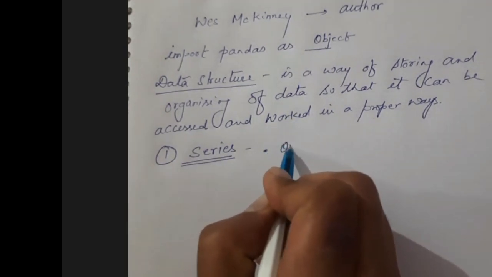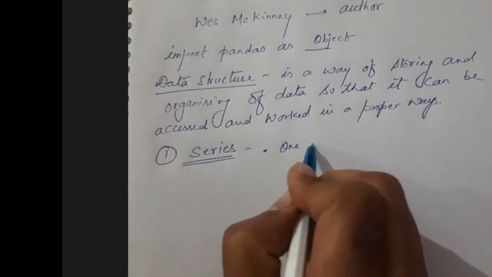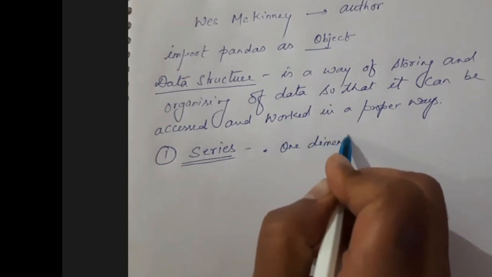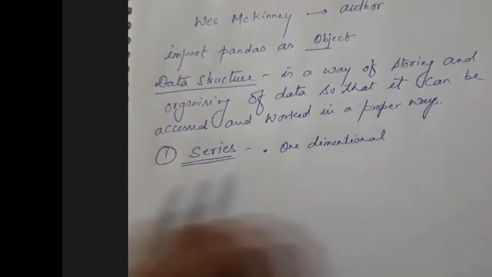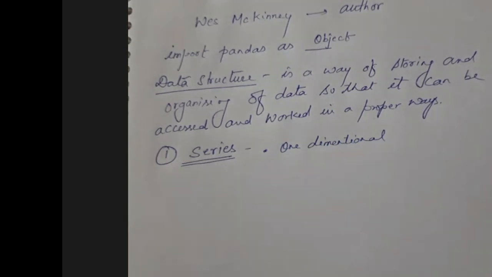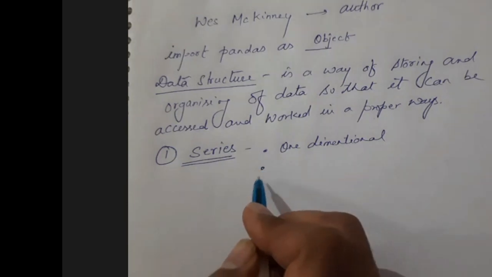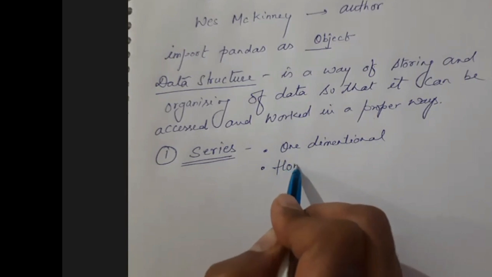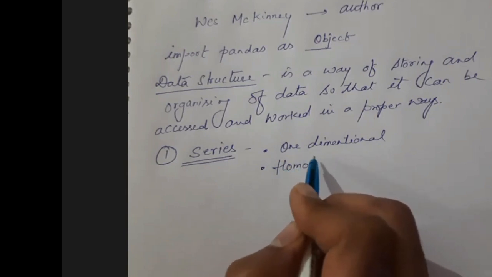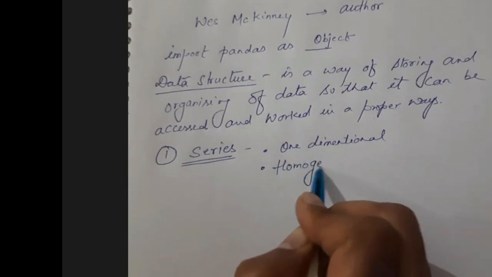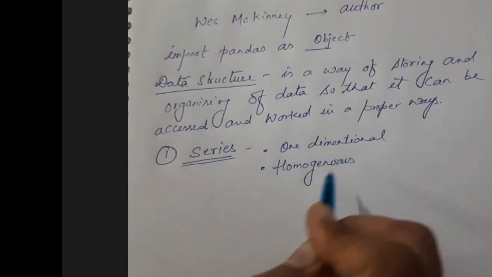It's a one-dimensional data structure. Series is a one-dimensional data structure. Second point, it's homogeneous.